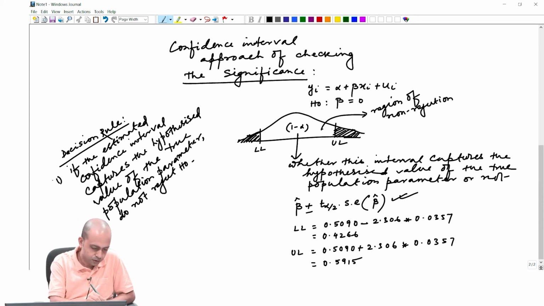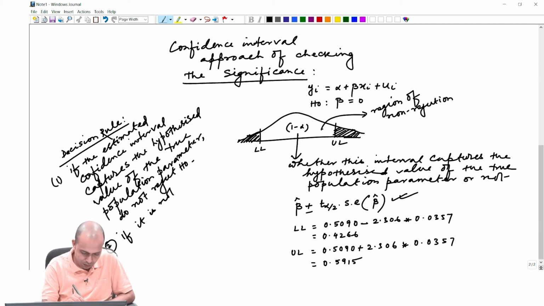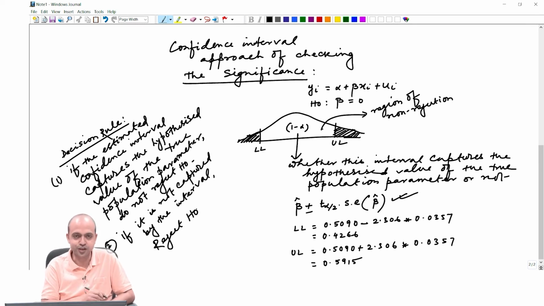H naught. And if the interval, if it is not captured by the interval, then reject H naught. And that is what is happening in this particular case.